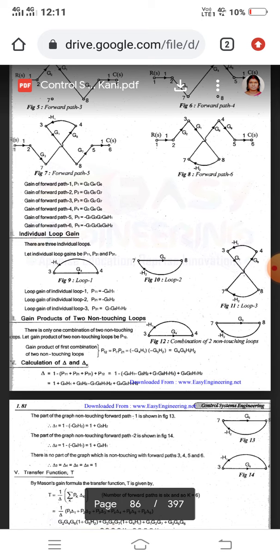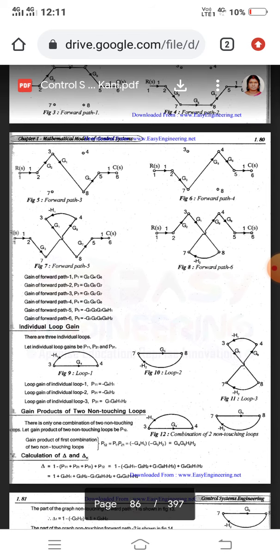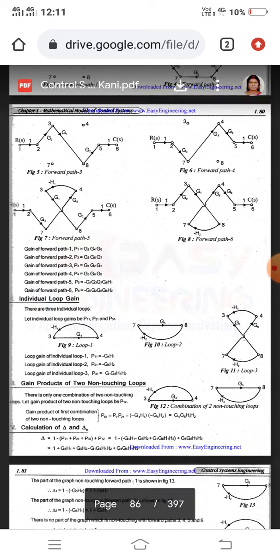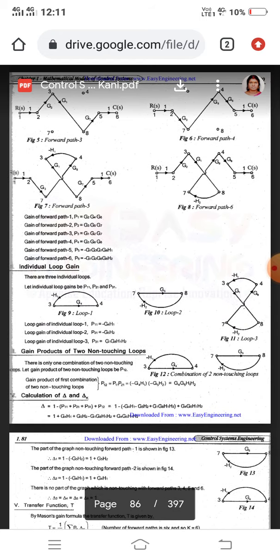Next we move on to individual loop gain. How many individual loops are in this problem? We find that there are 3 individual loops: P11, P21, P31. P11 is 3, 4, 4, 3, so we get minus G4 H1. The second loop is P21 equals minus G5 H2. The third loop is P31 equals G1, G8, H1, H2.